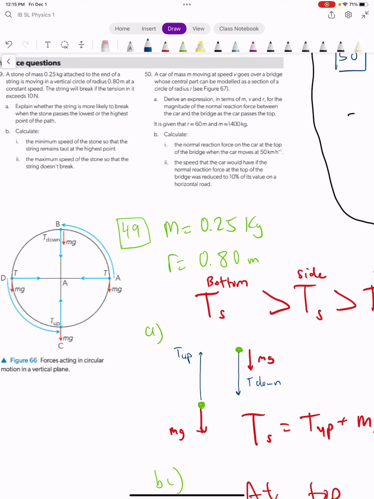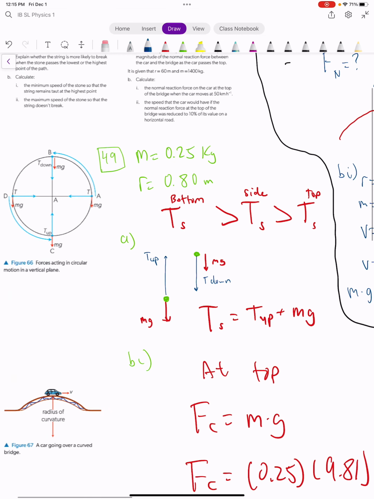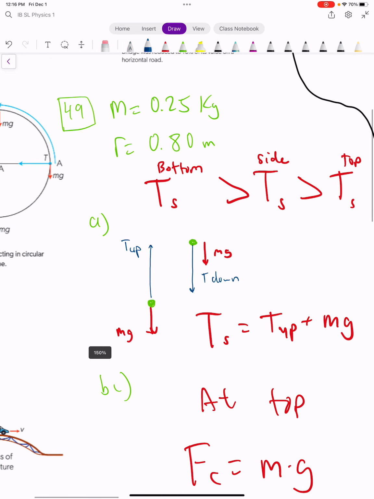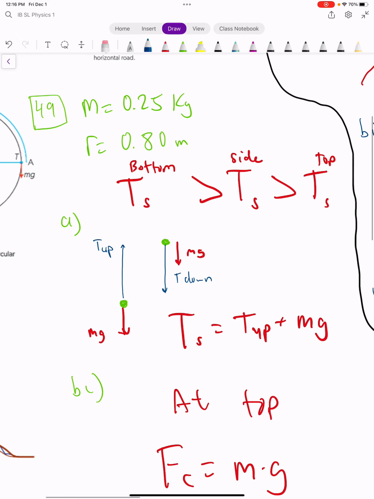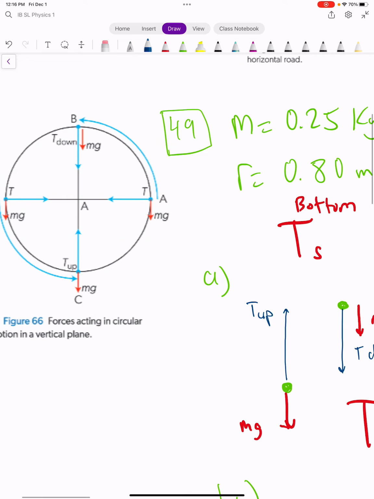So as it reaches the top, that gravitational force is pulling down. It's kind of confusing because the blue arrow represents the centripetal force, but it doesn't represent the tension. So the tension in the string is equal to the centripetal force up plus mg. So look at this bottom tension here. Because the red arrow is down, it's pulling on the string more.